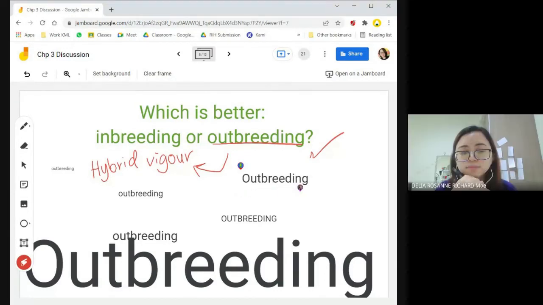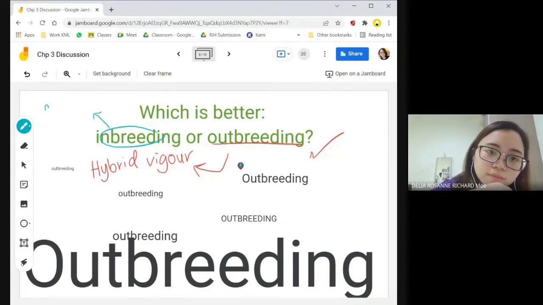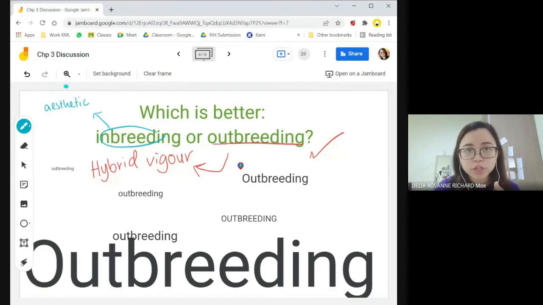Homozygous, okay, yeah. Homozygous and recessive phenotypes. So some examples of why we would want to do inbreeding is probably for aesthetic reasons. Probably for aesthetic, in that we like how the animal looks, so we breed it so that it keeps giving us the aesthetic we want. This one we see a lot in household or domestic pets.